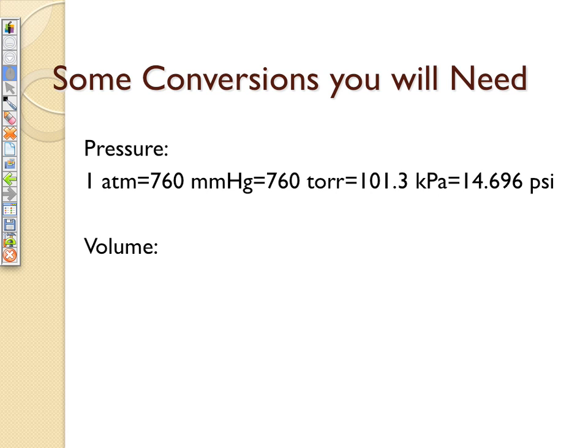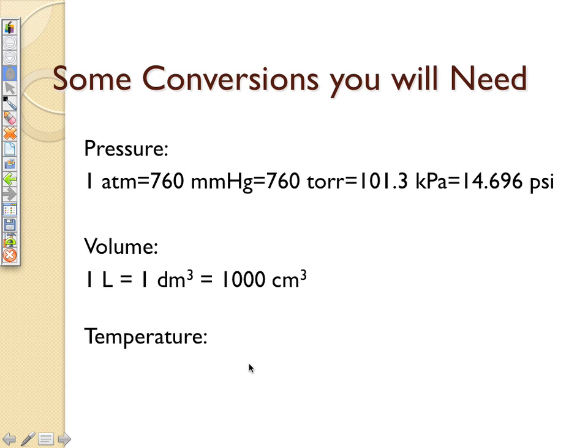We also need to know some volume conversions. 1 liter is equal to 1 decimeter cubed, which is equal to 1,000 centimeters cubed, which would be the same as 1,000 milliliters. Those we'll see throughout the year when we're dealing with solutions, acids, and bases, so this especially will be good to memorize. Then when we're dealing with gas laws, we also deal with temperature.